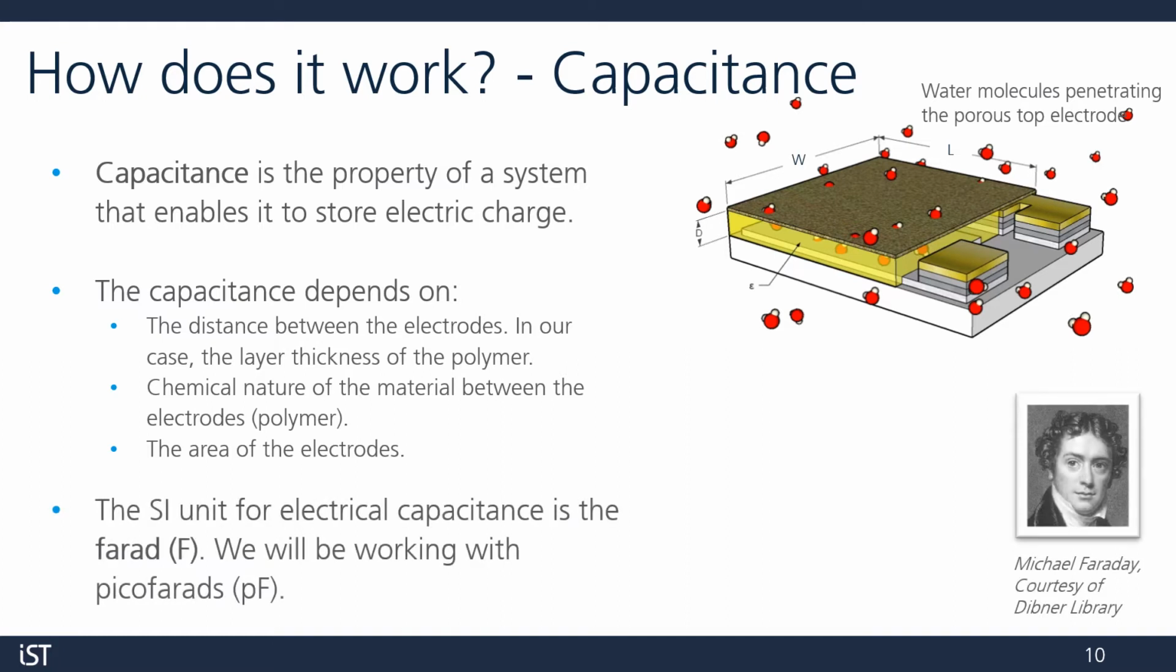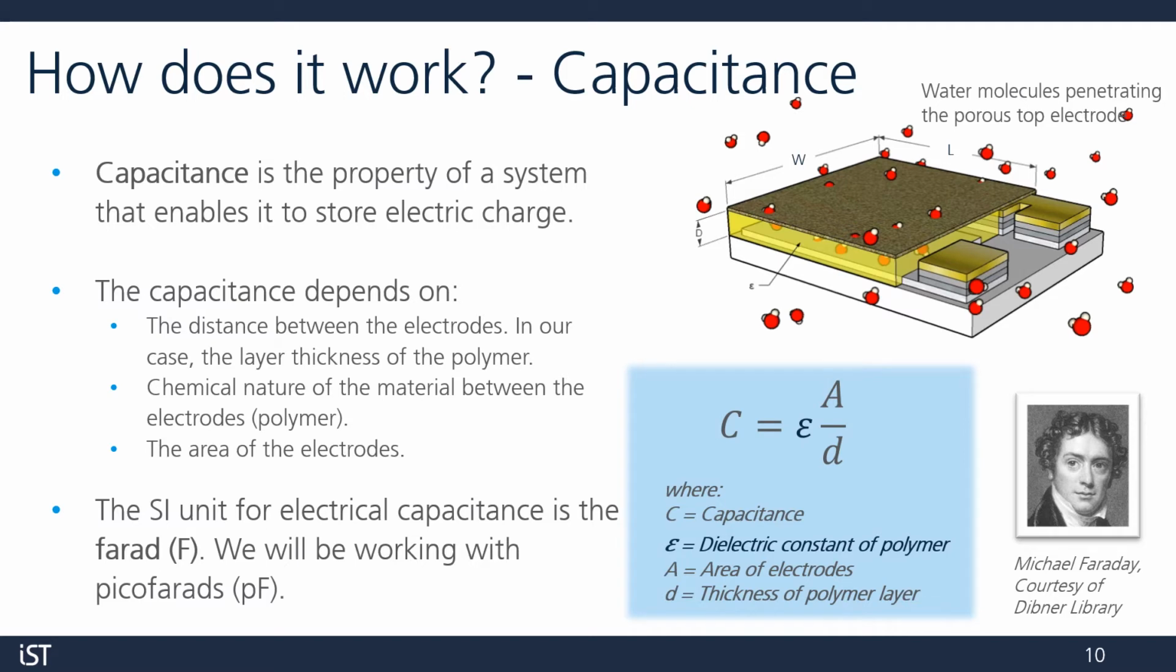Capacitance is typically expressed in farads, named after the English physicist Michael Faraday. In our case, we'll be working with very small capacitance values in picofarads. We can calculate the capacitance using this formula, where capacitance is equal to the dielectric constant of our polymer times the area of the electrodes divided by the thickness of our polymer layer.